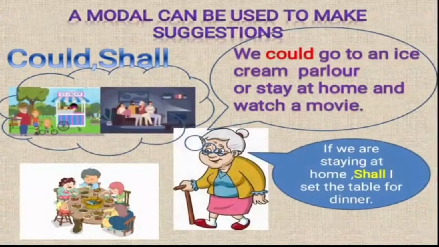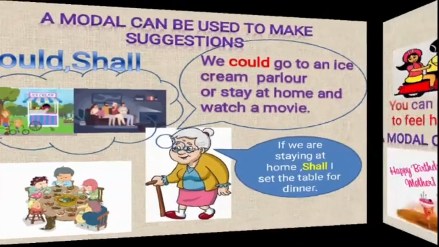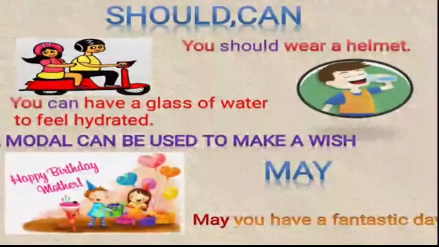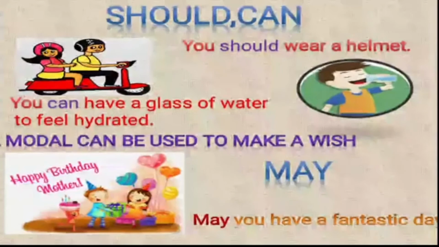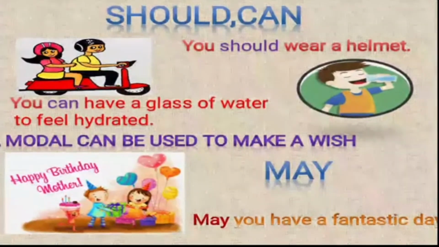A modal can be used to make suggestions too. For example, here grandma is suggesting we could go to an ice cream parlor or stay at home and watch a movie. So could is used to make a suggestion. Also she suggests that if we are going to stay home, shall I set the table for dinner? Yes. So could and shall are also used to make suggestions. Shall is used when you use the first person. Should and can are also used to make suggestions. For example, you should wear a helmet. Very important, children. You can have a glass of water to feel hydrated. Yes, you need to get hydrated every time, every day.